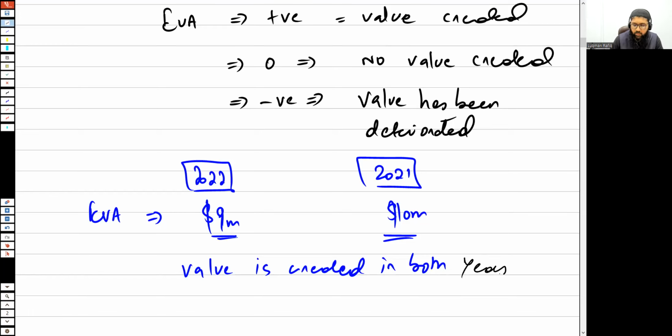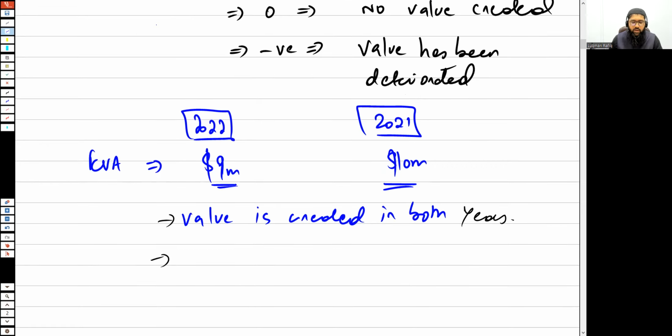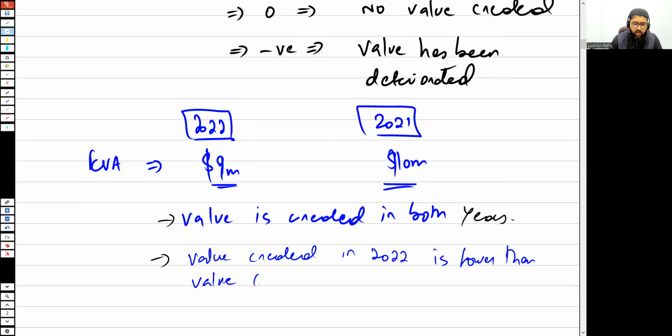I repeat, the value is created in both the years. But what has actually happened is that the value created in 2022 is lower than the value created in 2021. So obviously in 2021, you created a value of $10 million, but in 2022, you have created a value of $9 million. So the value created is different.